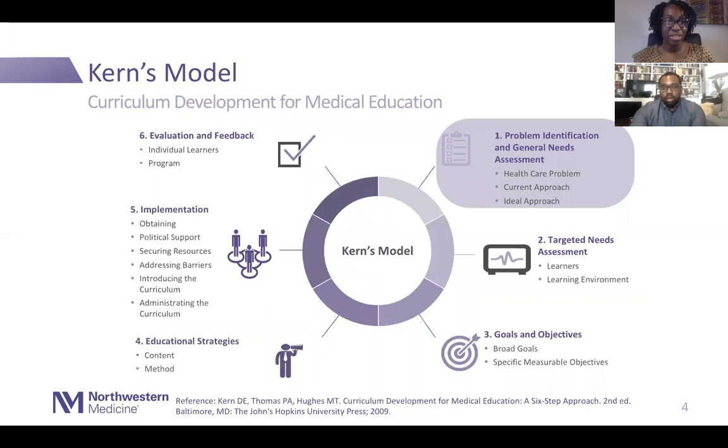So now let's get into the actual curriculum development. Kern's model is a well-established model for developing curriculum in medical education. It's 6 steps that's listed here. And throughout our talk, we're gonna explain how we were able to integrate each element into developing our curriculum.